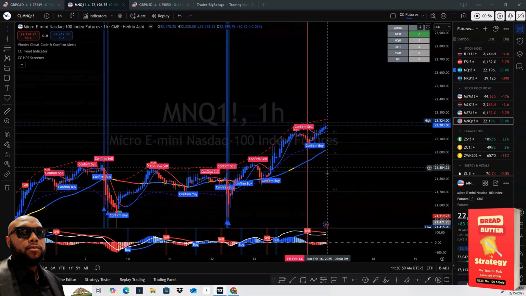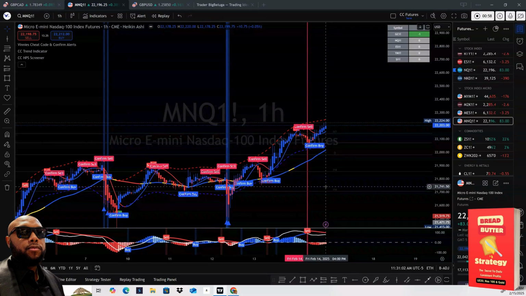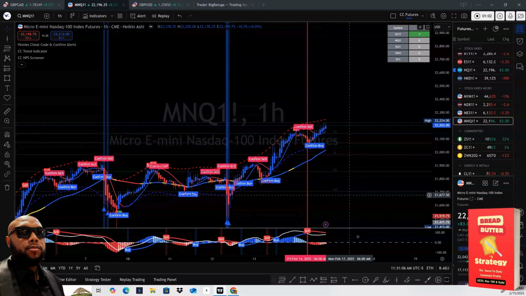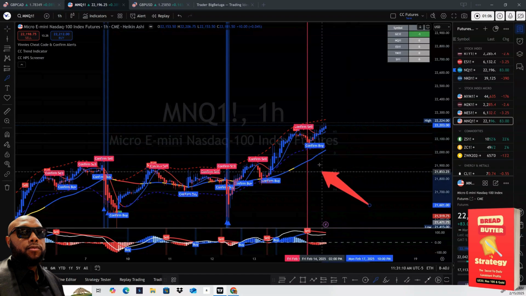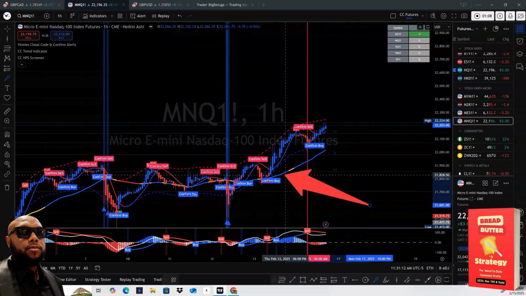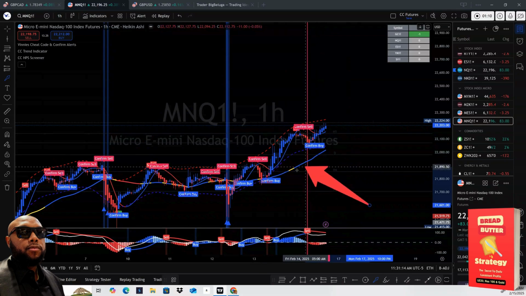So now I'm going to come to the 1 hour, and the question that I'm going to ask myself is, are we above or below the 47 moving average? That blue line that you guys see right there is the 47 moving average. That is how I determine my directional bias. Again, that is how I determine my directional bias.